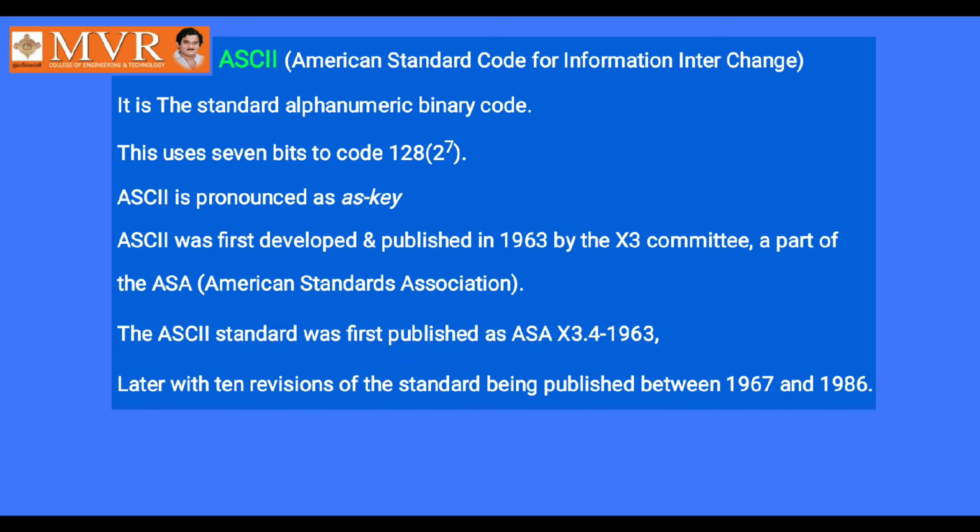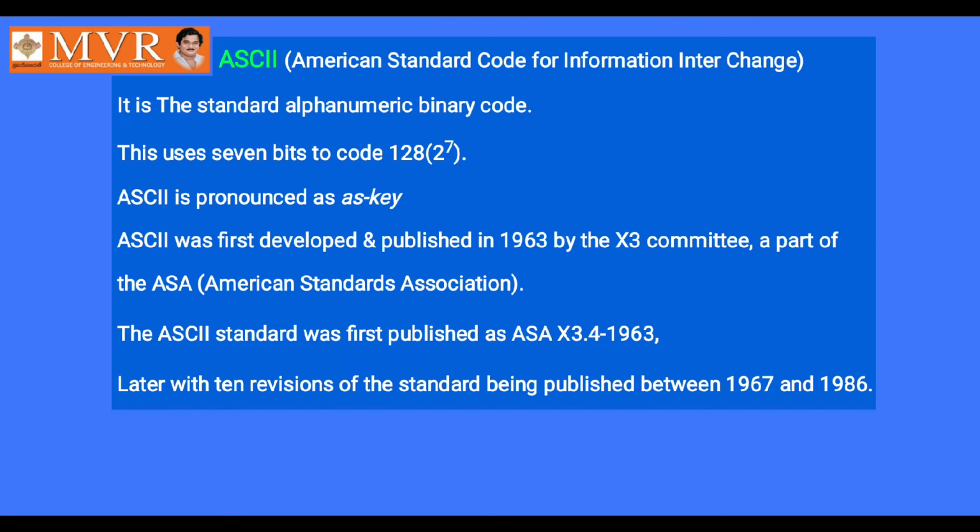In ASCII, a total of 7 bits are used, from 7 zeros up to 7 ones, meaning a total of 128 characters can be represented. How 128? Since 7 binary bits are being used, the total number of combinations you get is 2 power 7, which is equal to 128. So with the help of 7 bits, we use 128 combinations representing 128 different characters.